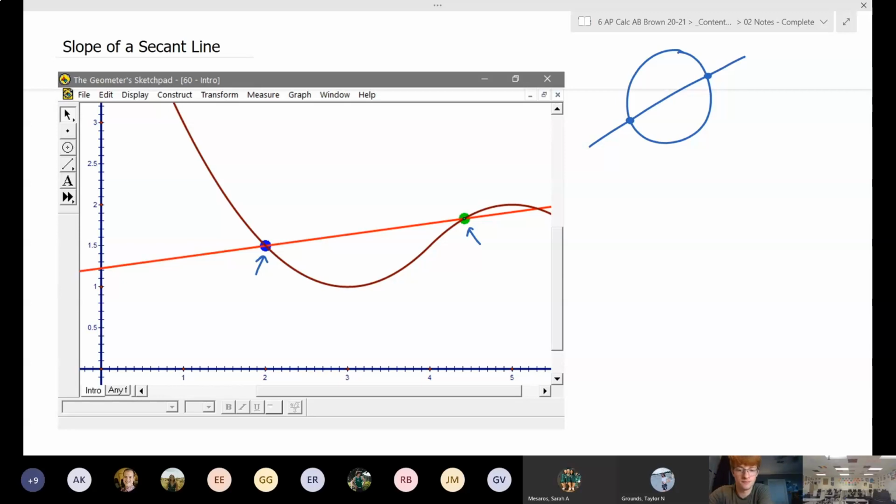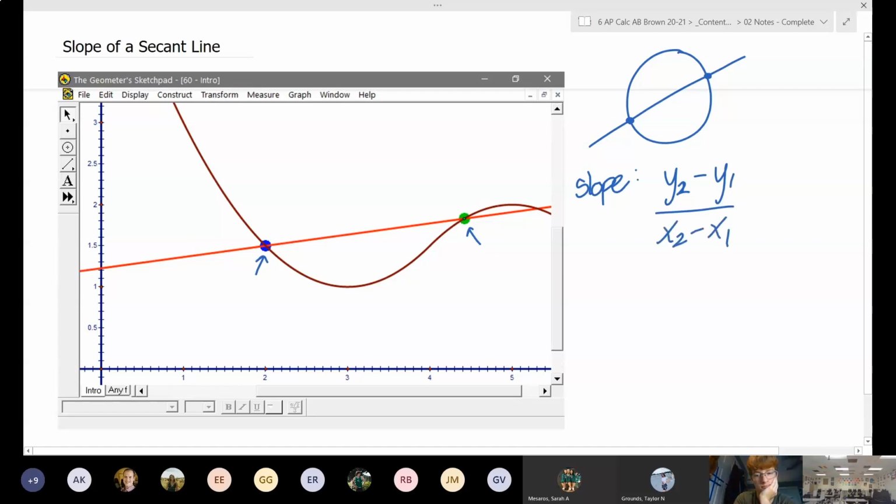And what is important is often being able to find the slope of a secant. The slope of a secant line is just your regular old school slope formula you learned in Algebra 1. So we know that we have the change in y over the change in x. Hopefully you remember that formula.